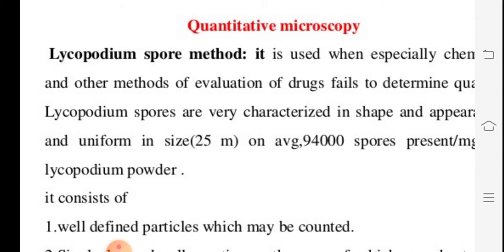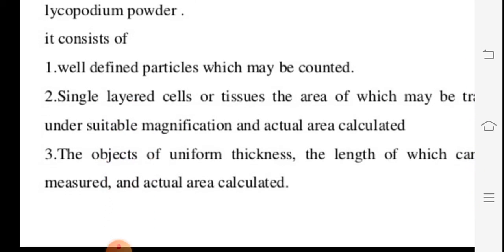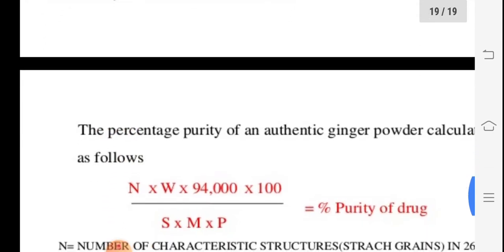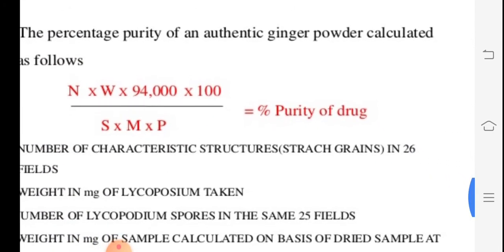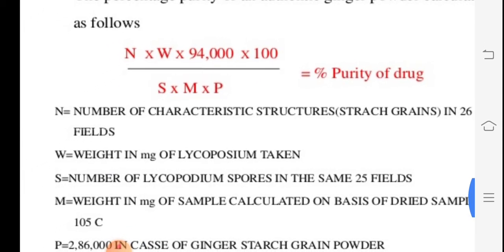Then in quantitative microscopy, the lycopodium spore method is used. What is lycopodium? All spores in lycopodium are uniform, and on average 94,000 spores are present in 1 mg or 1 gram. These spores can be counted as a single layer, and they are used as a standard. So the formula is used for this. Suppose in ginger powder, it is calculated as follows: N into W into 94,000 into 100 divided by S into M into P, equal to percentage of purity of the drug.